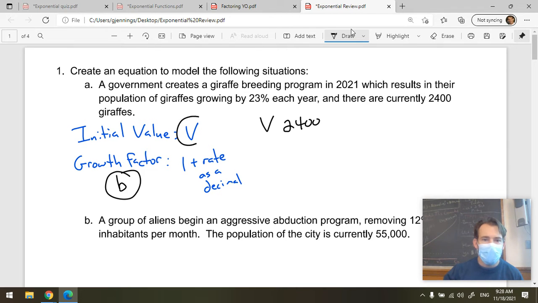B is the growth factor, V is the initial value, and they're going to create equations that look like amount is a function of time such that V of t is equal to V multiplied by the growth factor B raised to the power t. So in this case, we have our V is 2,400. Our B is equal to 1 plus 0.23. 0.23, that's 23% as a decimal. Careful when you do that, get the decimal in the right place.